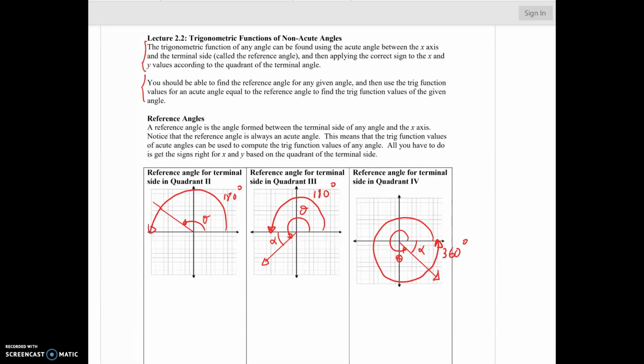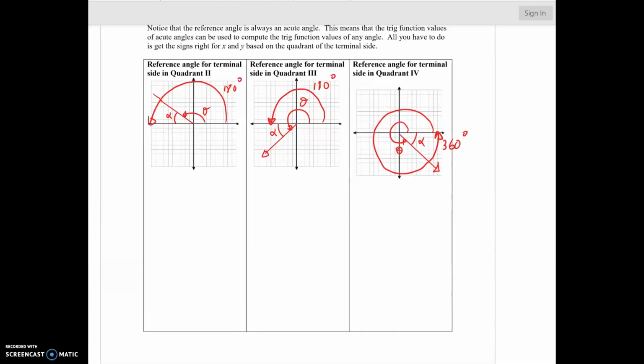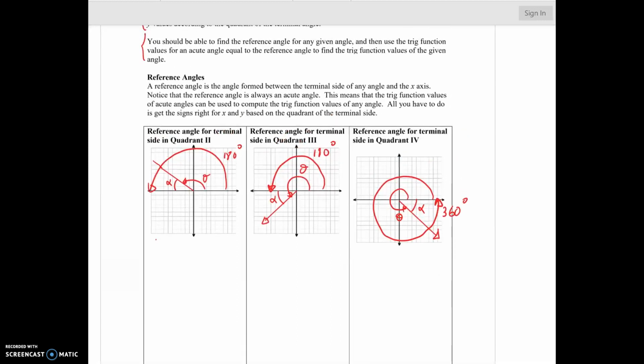The reference angle is the angle formed between the terminal side of any angle and the x-axis. Therefore, the reference angle is going to be defined by alpha. Let me write that right here: alpha is the reference angle. Okay? Now, everybody will understand that alpha refers to an acute angle in a right triangle.